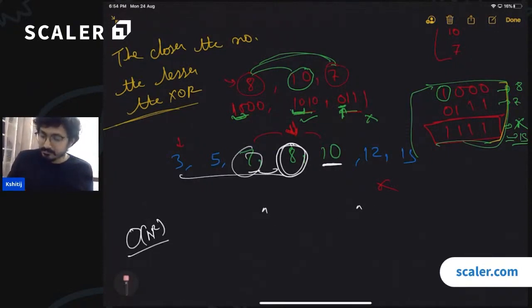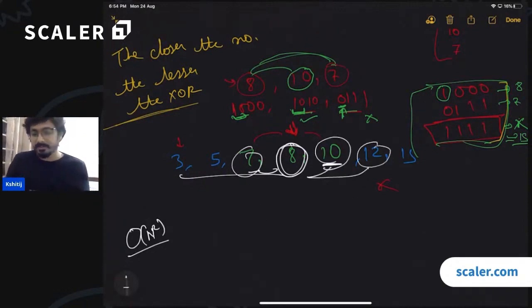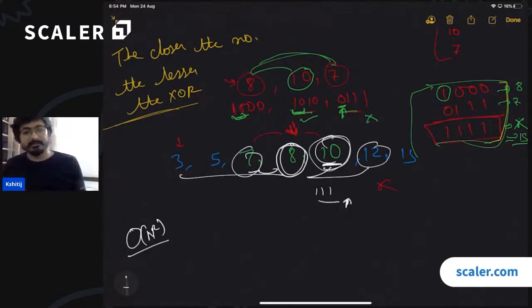Similarly, I can say that 8 XOR 10 will always be smaller than 8 XOR 12, because again 10 is closer to 8 than 12. So the chances of having a different bit on the right side are more for 10 rather than 12, right?